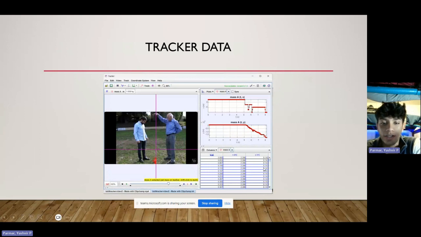So here you can see the Tracker data. I adjusted my coordinate axes to where x equals 0 is at the center of mass, and basically I had the 0 point where the bottom of the slinky was initially, before it even got dropped. So that's why you can see the y position being constant 0, because the bottom of the slinky remained motionless.